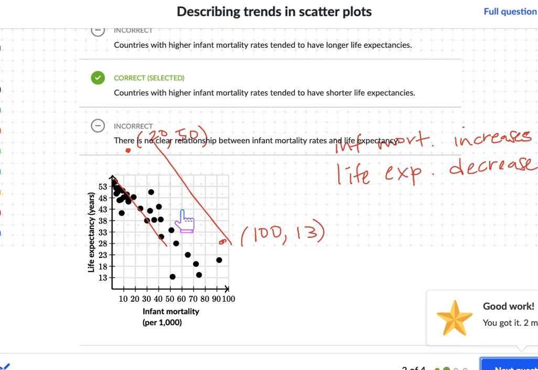Okay. So yeah, that makes sense. Infant mortality is the amount of babies that don't make it past a certain age. So as that is increasing, that's not a good thing. Those countries probably have shorter life expectancies as well. They don't live to a longer age. That makes sense, right? So both are kind of medical concerns.